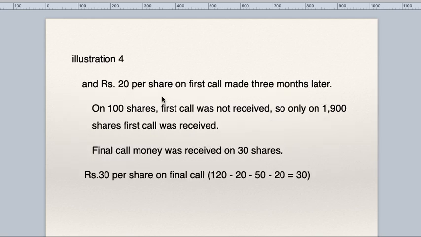Now next is call money. Call money is 20 per share, but they have not received it on 100 shares, they have received only on 1,900 shares. Whereas final call money on 30 shares they have received with the first call. So you have to be very careful while passing these journal entries.